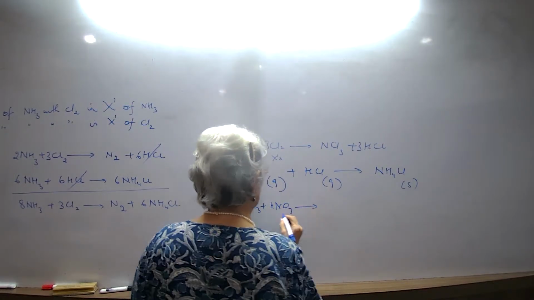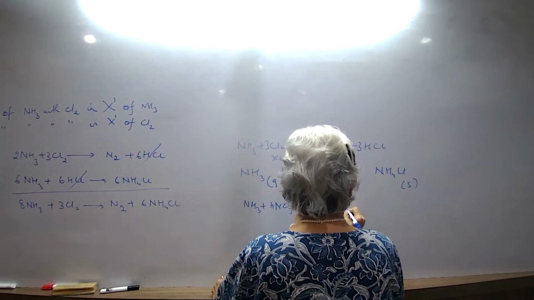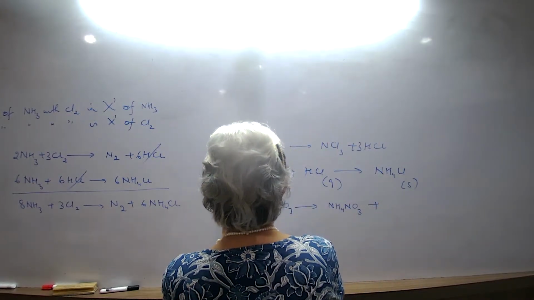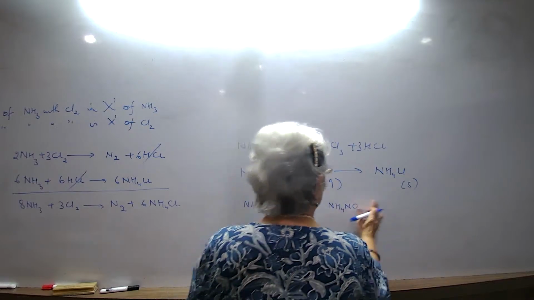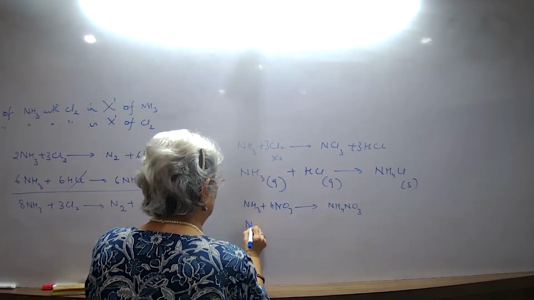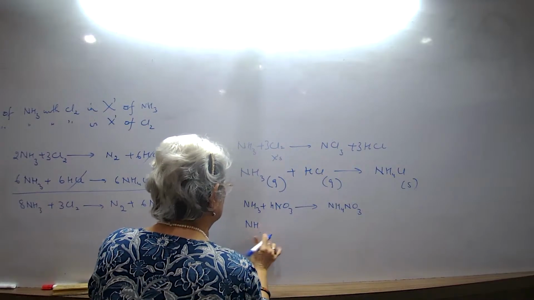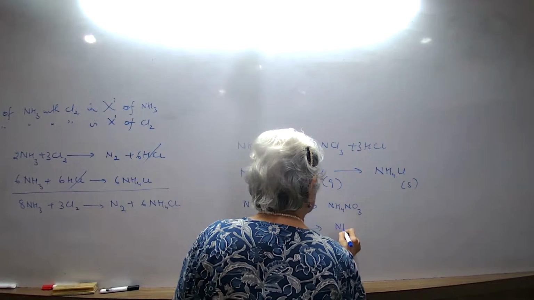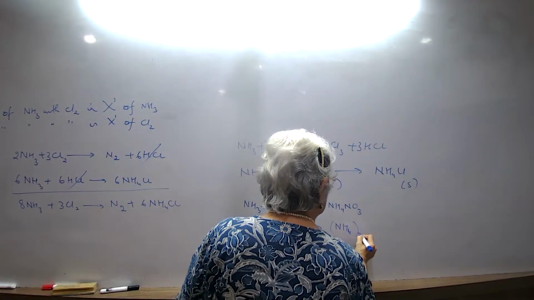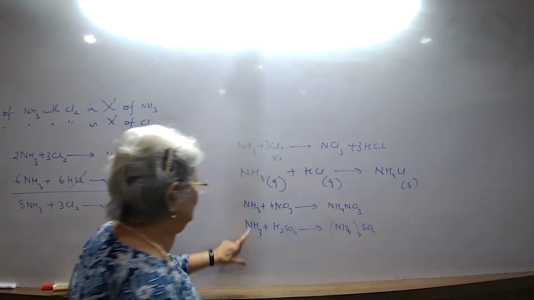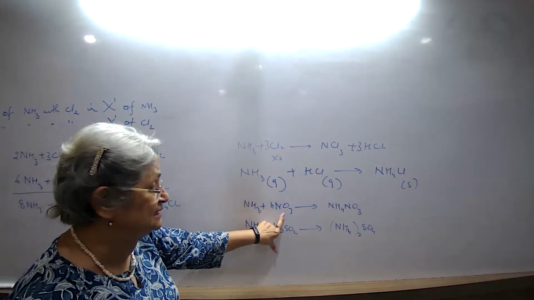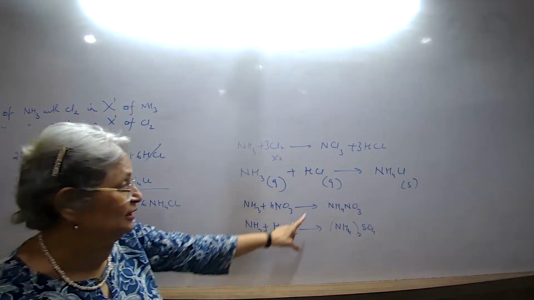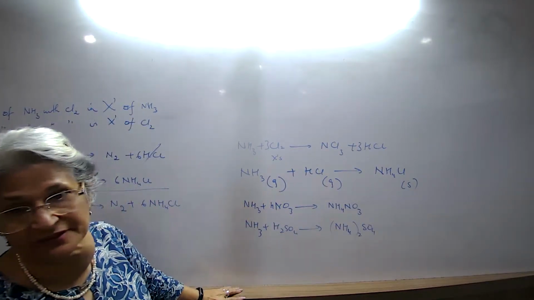What are you going to get with HNO3? Ammonium nitrate. And what do you get with ammonia plus sulfuric acid? Ammonium sulfate. This is dry ammonia, and HCl is a gas, H2SO4 is liquid. So you're getting ammonium nitrate and ammonium sulfate.